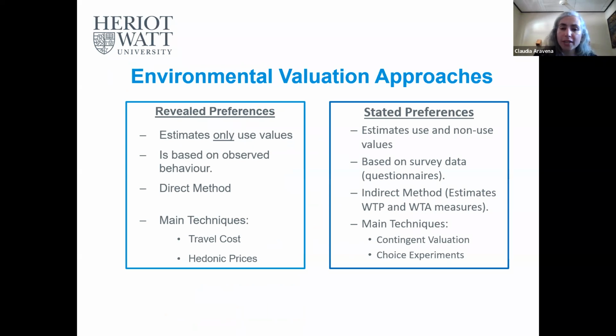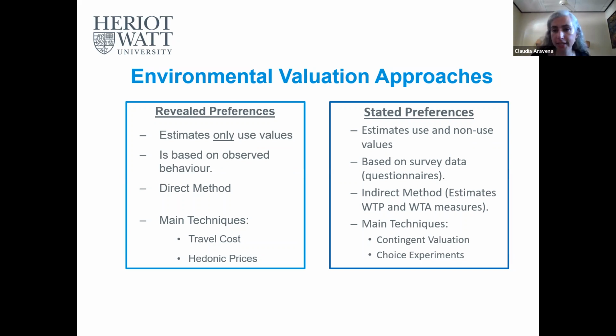So what are the techniques we have to perform environmental evaluation? One is the revealed preferences, and the second is stated preferences. Let's start by looking at revealed preferences. For revealed preference, we only estimate use values. And that's why it was important to recognize the difference between the types of value. It's based on observed behavior, which means it's a direct method. We have two techniques. I'm gonna go through these techniques in detail in a second. One is travel cost and the other is hedonic prices. So basically you will see how people behave, and based on their cost directly, you will have a value.